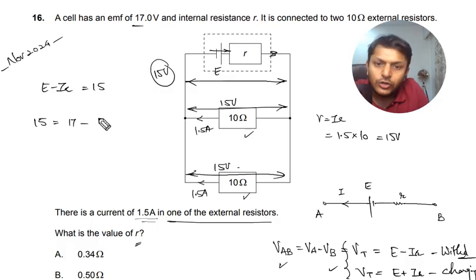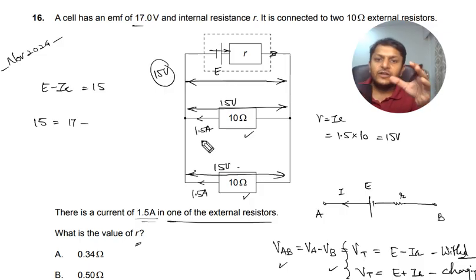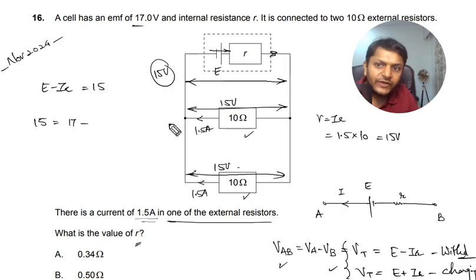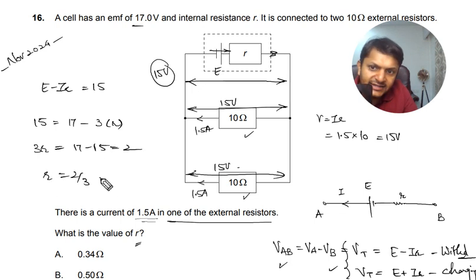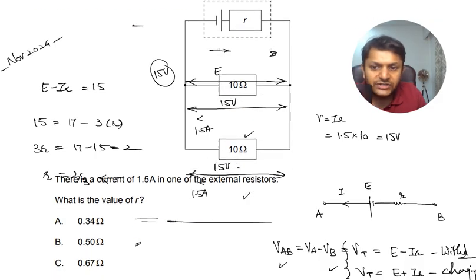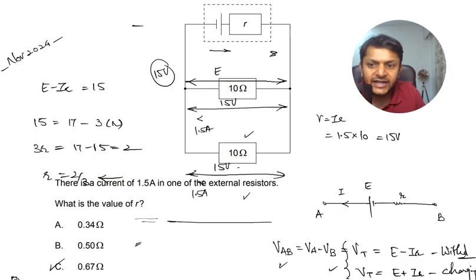Now what is the current? 1.5 ampere is going in one resistor and 1.5 in another, so the total current is 3, and this is R. This is how we do it. So 3R is equal to 17 minus 15, which becomes 2. So the R value is 2 by 3. This is the internal resistance. This is how we do this question. Let us see if that option is available. Yes, C is the correct option for this question.